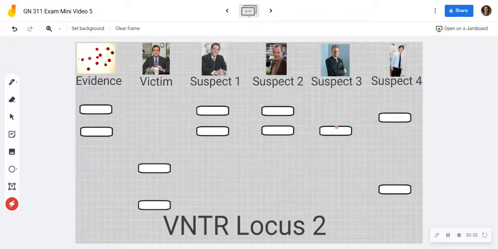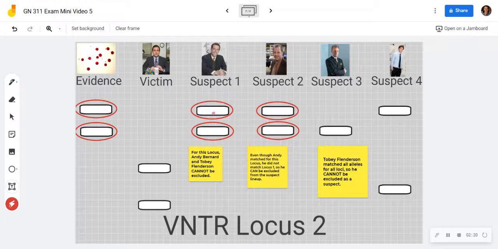However, he has no other band, so he is homozygous, so he cannot match the evidence. Suspect 4 also does not match. So suspect 3, since he matches here and he matched suspect 1 on locus 1, we can say that he is a biological parent of suspect 1.